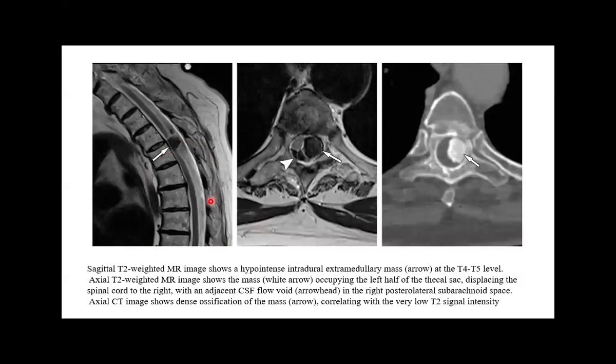So this was an MRI showing an intradural extramedullary mass at the T4, T5 level, displacing the spinal cord to the right, as we can see in the axial section. And an axial CT image shows dense ossification of the mass also.